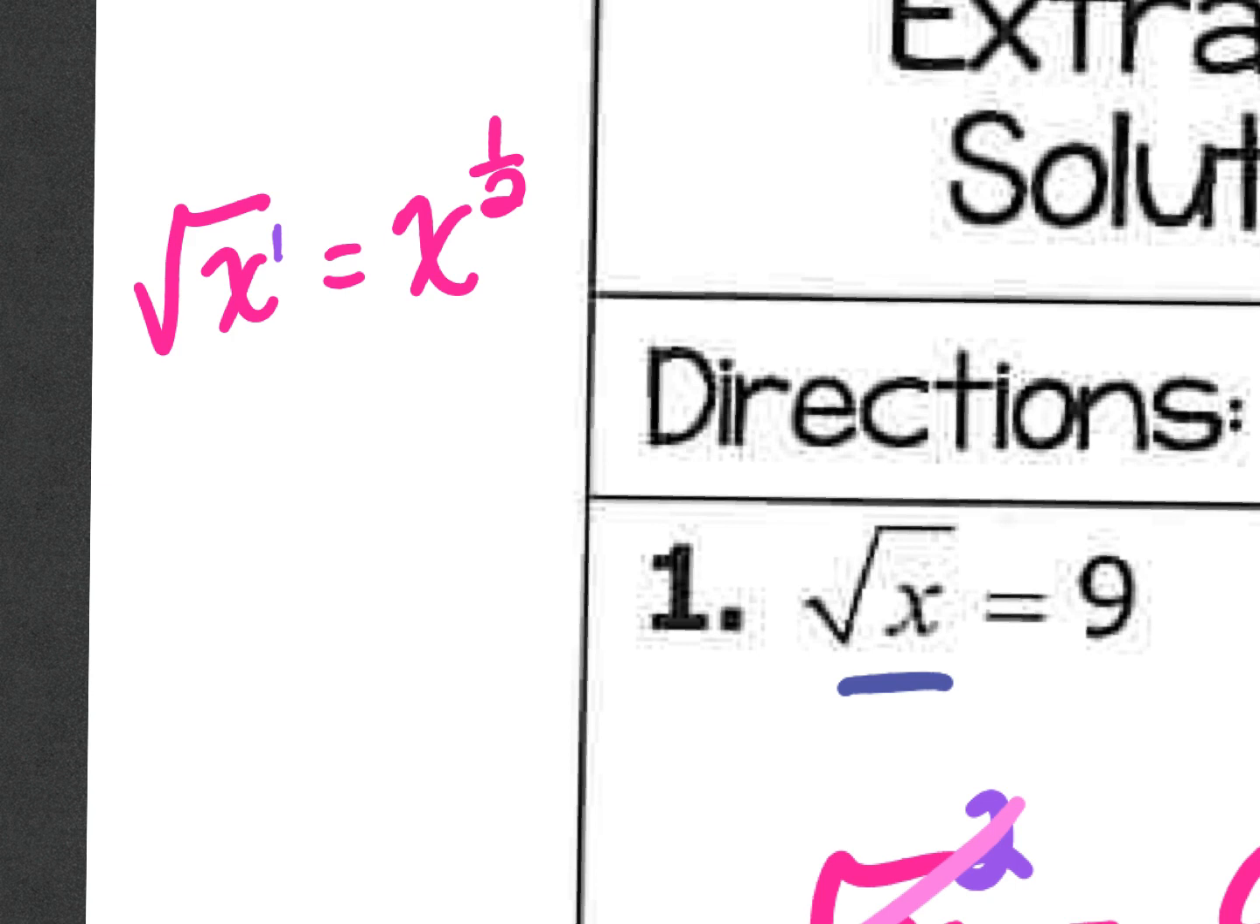The square root has what number out here that we know? A 2. So it actually becomes x to the 1/2. When I square this number, 1/2 times 2 is 2/2. This becomes x to the 2/2, and 2/2 is 1. It actually gets rid of the square root. Okay?